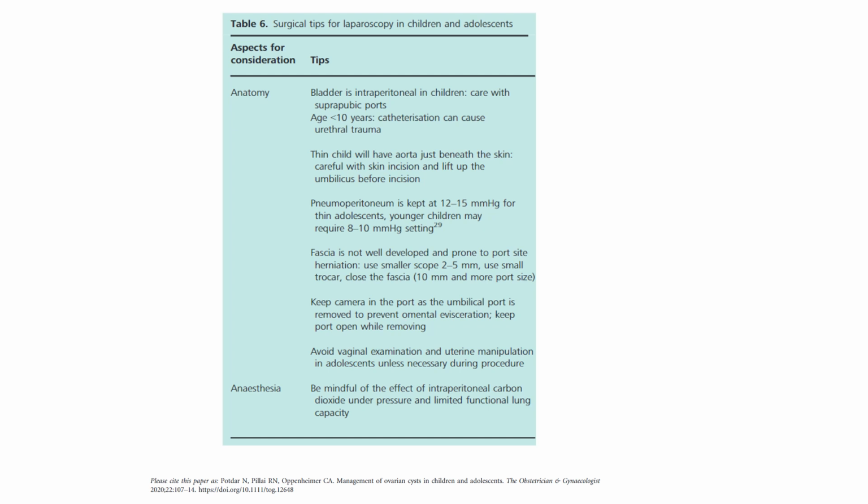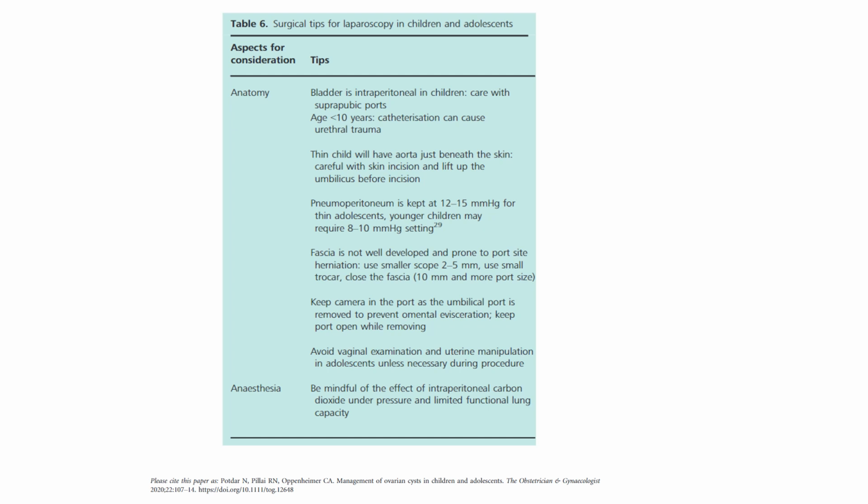Right, so surgical tips for laparoscopy in children and adolescents. So what is it that we should be careful of in children? So anatomy: the bladder is intraperitoneal in children, so take care with suprapubic ports. In age less than 10 years, catheterization can cause urethral trauma. A thin child will have the aorta just beneath the skin. Be careful with skin incision and lift up the umbilicus before incision.